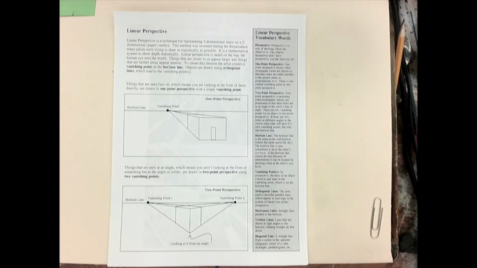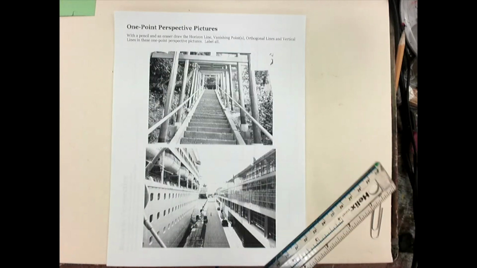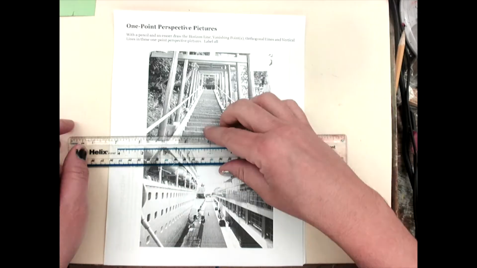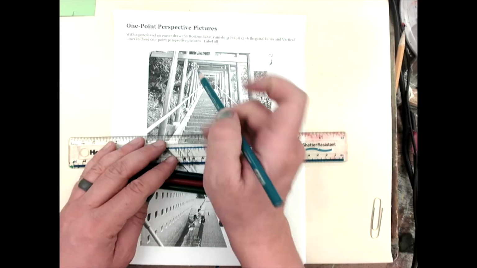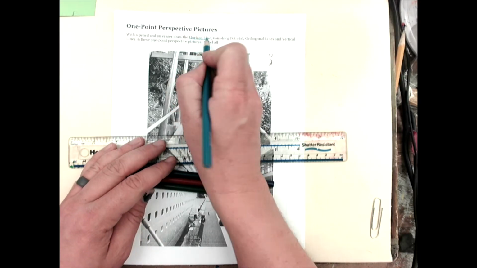Okay, so for this packet we're working on linear perspective, specifically one-point perspective. So the first page has a lot of vocabulary and a lot of explanation. You need to go over it and make sure you understand everything that's on this page. On the second page here, we're going to be drawing the horizon line, vanishing points, orthogonal lines, and vertical lines on top of these images.